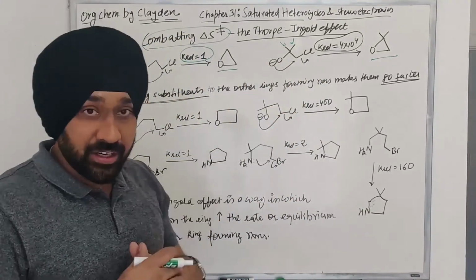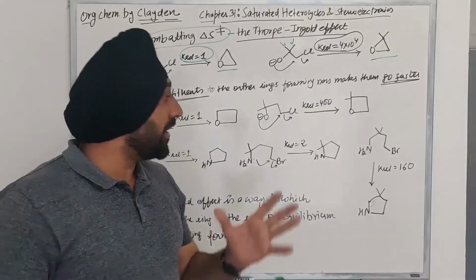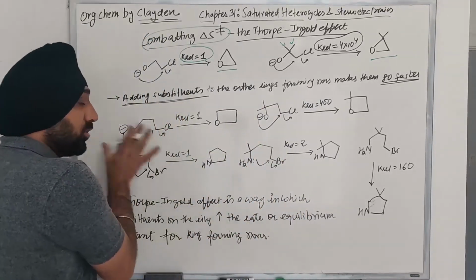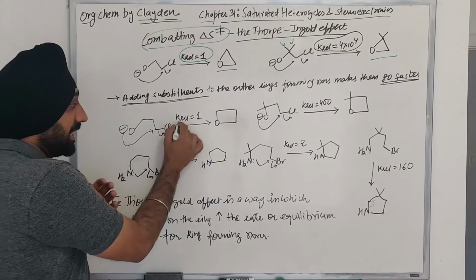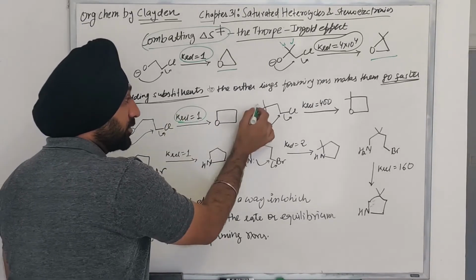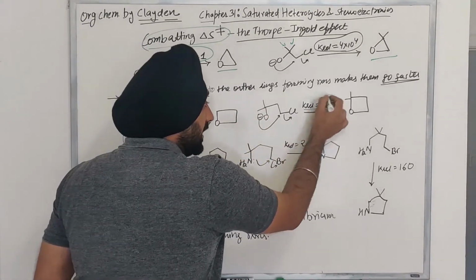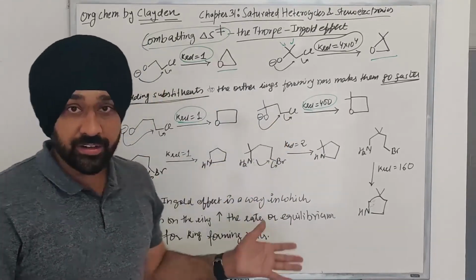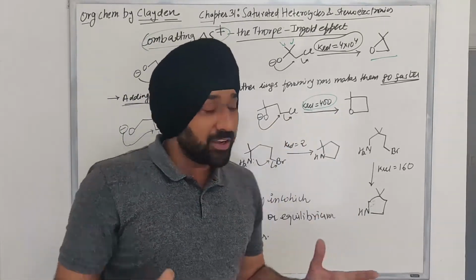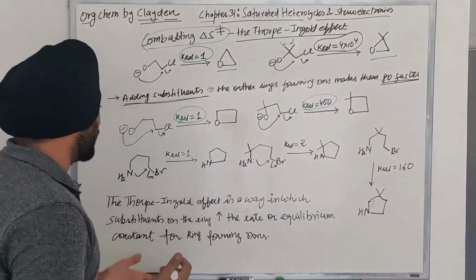When Thorpe and Ingold tried the same effect on other substrates, here on the 4-membered ring, they did the same reaction. Rate was 4, and when they introduced 2 methyl groups, you can clearly see it increased by 400 times. So that is an amazing effect. So we must look further into it.